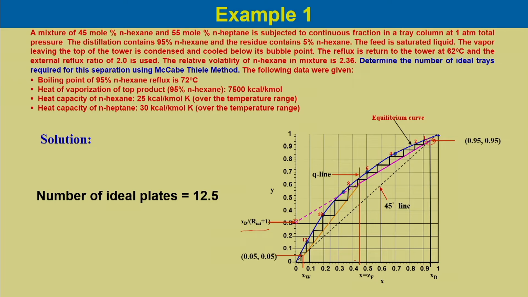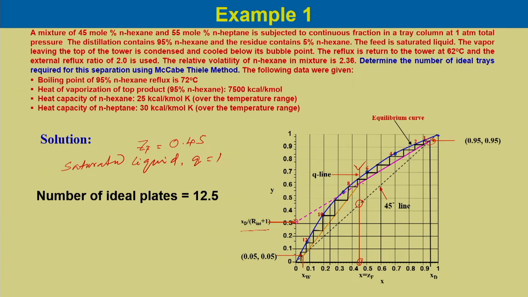Then we know the feed condition, that is ZF is equal to 0.45, which is over here, and if we go vertically it will cut the 45-degree diagonal over here. The feed condition is saturated liquid, so q is equal to 1, and the slope of the q line is infinite. So, this is the vertical line, and the q line is plotted over here.